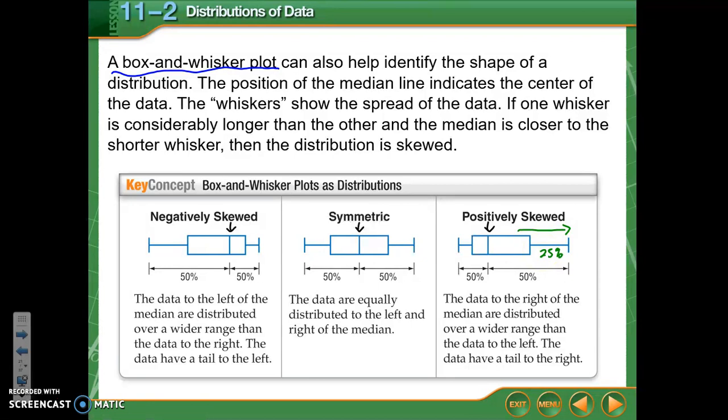Remember that no matter how long it is, 1/4 of my data is in each of these sections, right? So just because it's smaller doesn't mean there's less data. 1/4 of my data is in each section. This one is just stretched out, which is what makes it positively skewed.